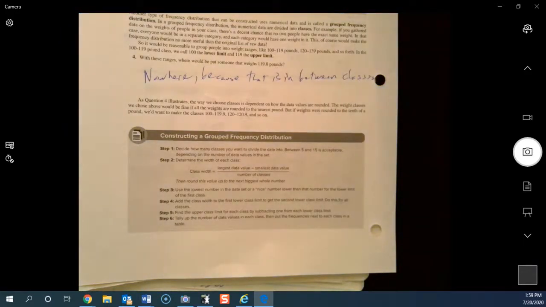Now, step 3, use the lowest number in the data set or a nice number lower than the number for the lower limit of the first class. Add the class width to the first lower limit to get the second lower limit. Do this for all classes. Find the upper class limit for each class by subtracting 1 from each lower class limit, and then tally up the number of data values in each class. Then put the frequencies next to each class in the table. Now, we're going to go through all of that.